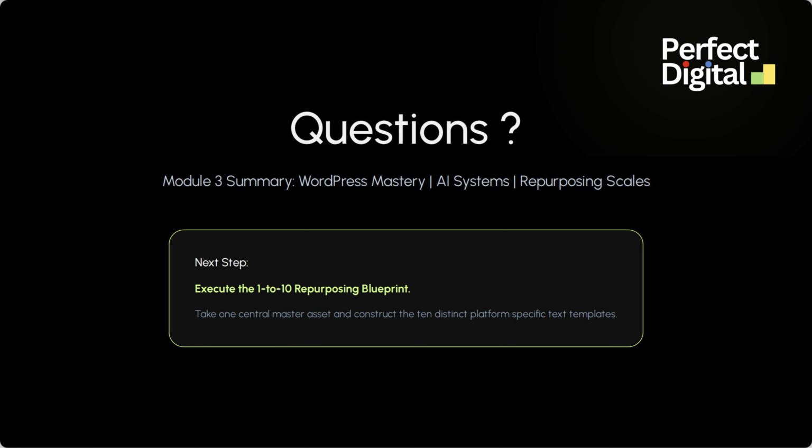The assignment for this module is for you to run an optimization check on your WordPress heading layout, establish your AI brand voice prompts, and structure a complete 1 to 10 repurposing workflow for your very next video asset. Securing this operational efficiency is vital as you complete this course and prepare for future modules.